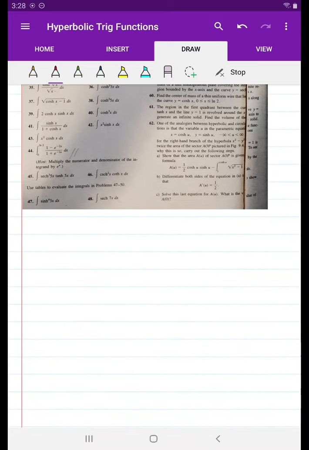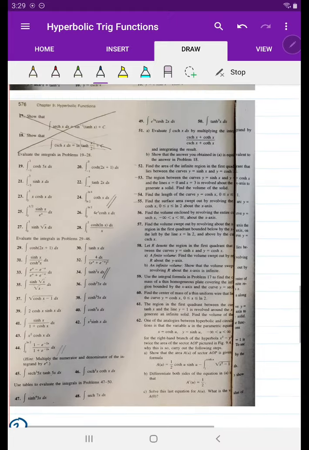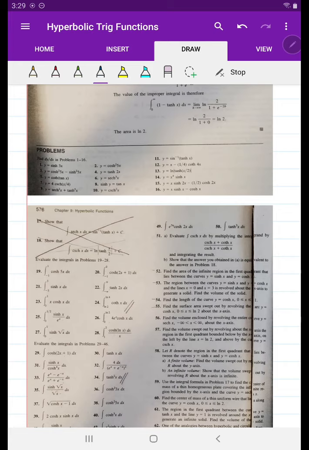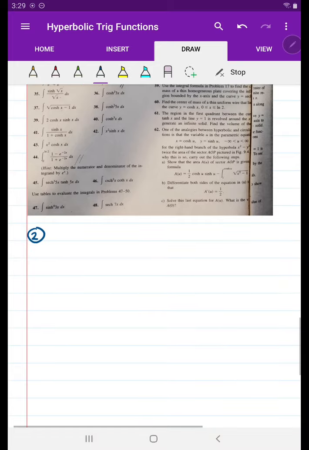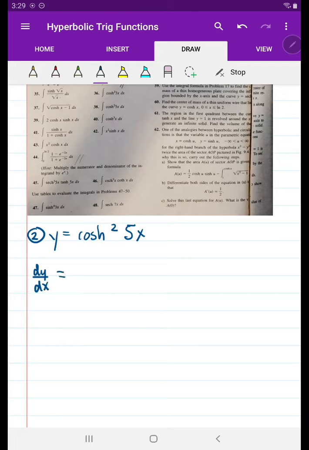So for number 2, for that problem, we just have to find the derivative of y equals cosh squared 5x, okay? So we have y equals cosh squared 5x. So, well, dy/dx, our derivative of, first thing we need to think about is the chain rule.